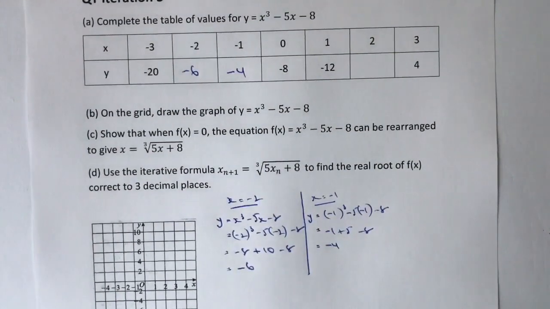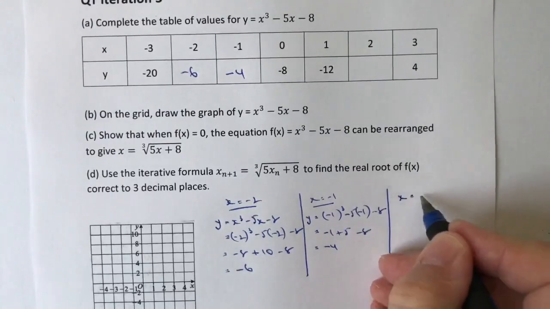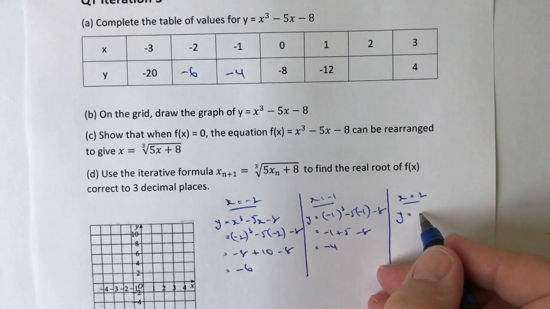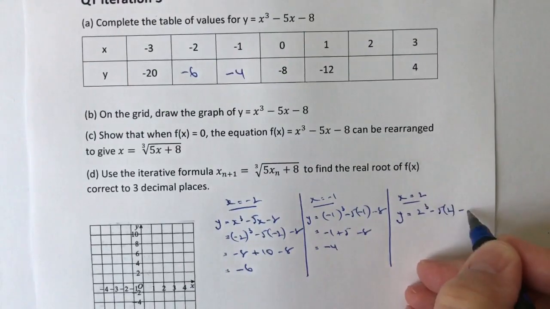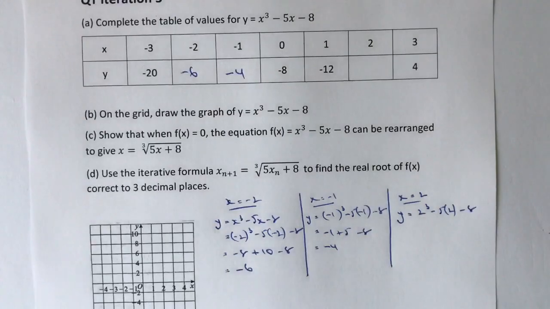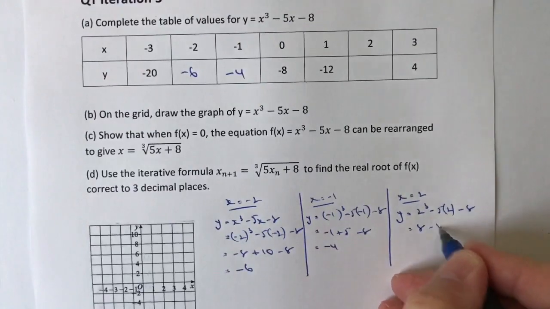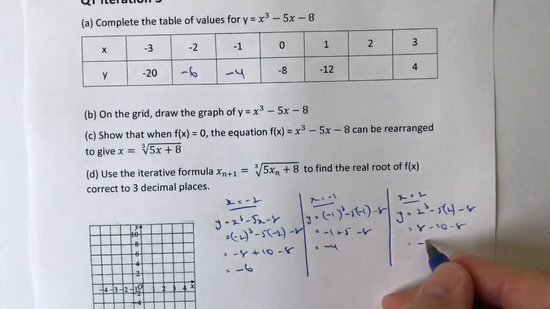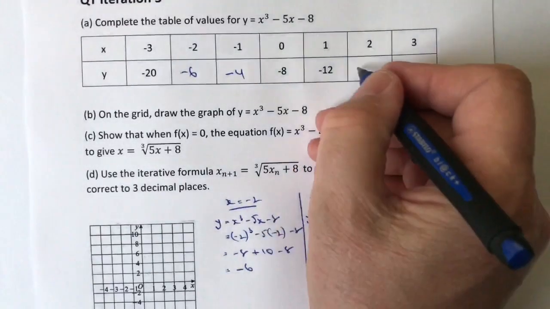Let's have a look at the final one, which is when x equals 2. Generally speaking it's a little bit easier to deal with positive numbers, so that's going to be 2 cubed minus 5 times 2 minus 8. Again, work that out. 2 cubed is 8, minus 10, minus 8 again. So 8 minus 10 is -2, and then minus 8 again gives me -10. So my final piece of information is -10.